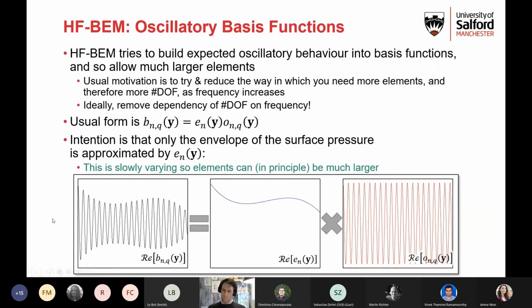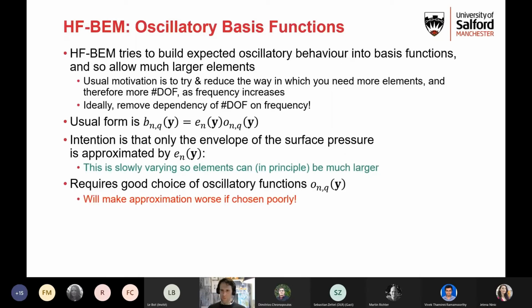Then this is the product of two things. It's the product of an envelope and some oscillation. And if you know the oscillation, the function in red, then you only need to approximate the envelope with conventional polynomials or whatever, and that is slowly varying, and you don't need anything like the same density of elements. So the elements in principle can be much larger.